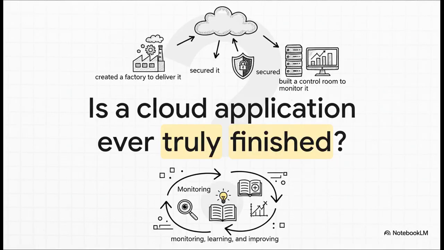And just like that, there we are. We've gone from a totally blank slate to a fully realized cloud application. We've built it, we've secured it, we've created a factory to deliver it, and we built a control room to monitor it. But you know, this journey isn't a one-time trip. It's a continuous cycle of monitoring, learning, and improving. Because in the world of the cloud, an application is never really finished. It's just ready for its next evolution.